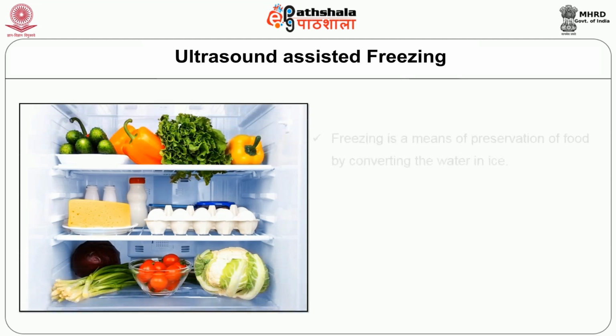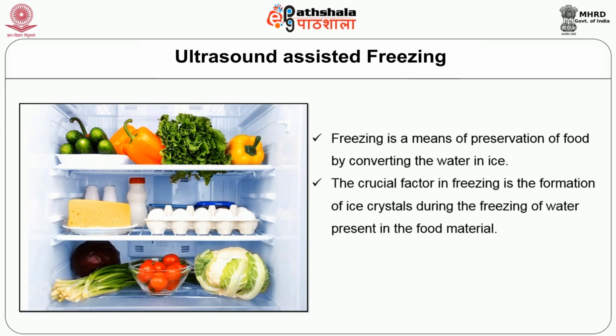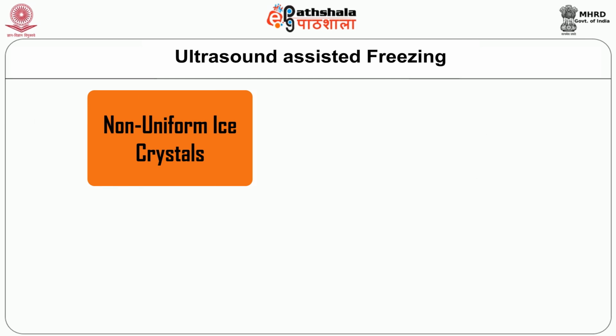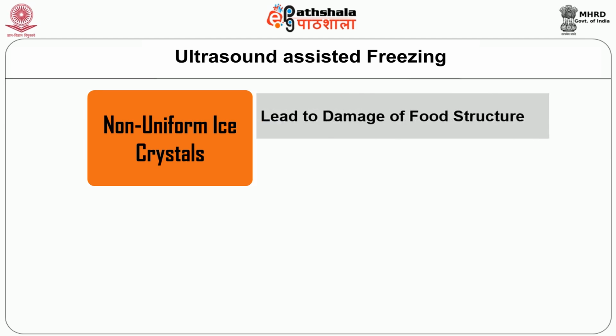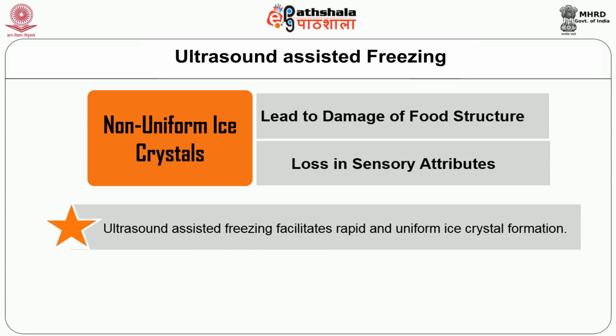You know that freezing is a means of preservation of foods by converting the water into ice. The crucial factor in freezing is the formation of ice crystals during the freezing of water present in the food material. The challenging part of freezing is the production of uniform ice crystals. Non-uniform ice crystals lead to damage of food structure and loss in sensory attributes, which is common in conventional freezing methods. Ultrasound assisted freezing facilitates rapid and uniform ice crystal formation.